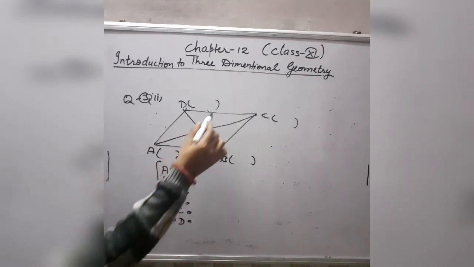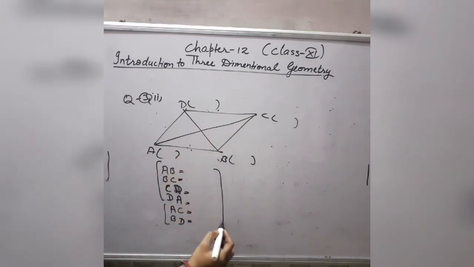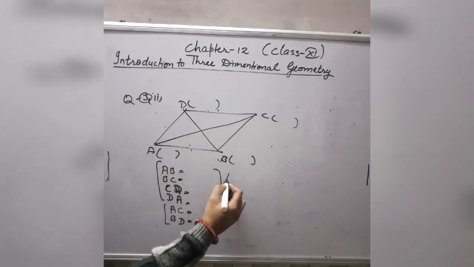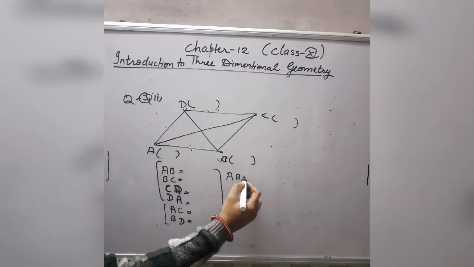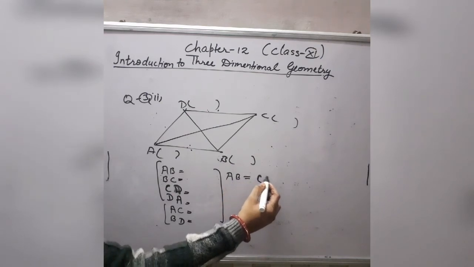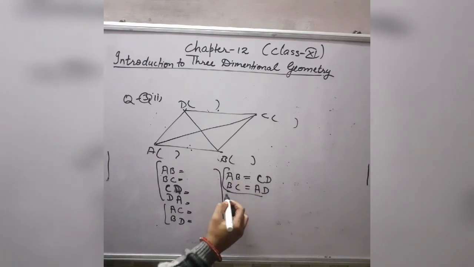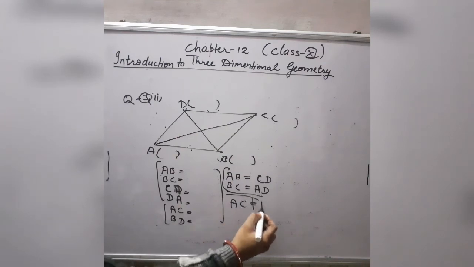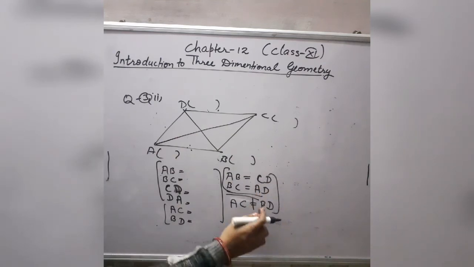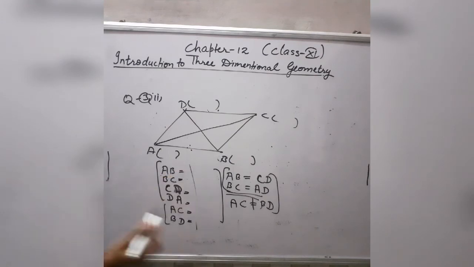Now you will check that opposite sides should be equal. After finding these 6 distances, you will check whether opposite sides are equal or not. Means AB should be equal to CD, and side BC should be equal to AD, means opposite sides are equal. But in the case of a parallelogram, the diagonals are not equal, so AC is not equal to BD. If these 3 conditions are satisfied by the lengths of these 6 segments, it means the given vertices are the vertices of a parallelogram. So in this way, by using the distance formula, you can complete question number 3.